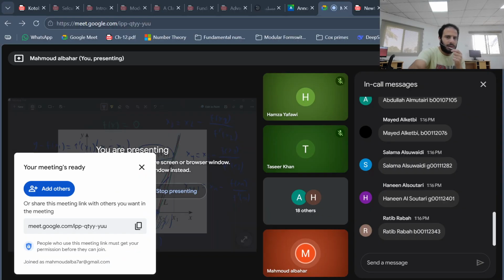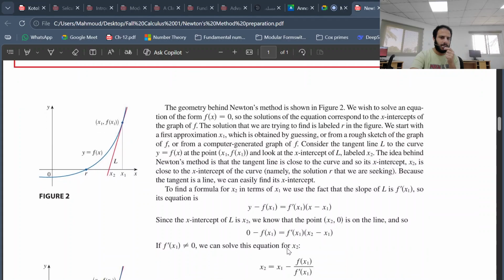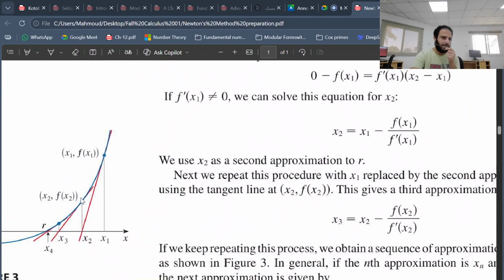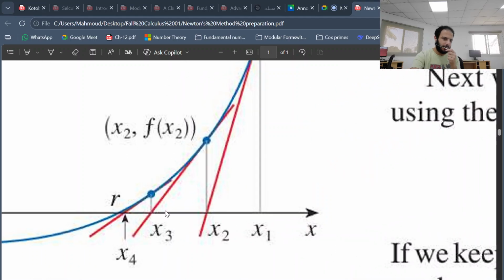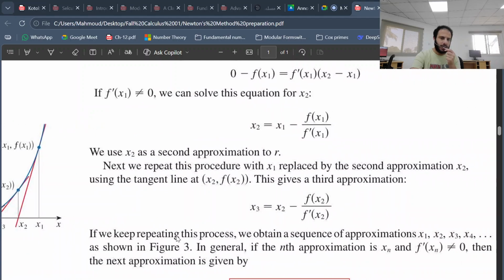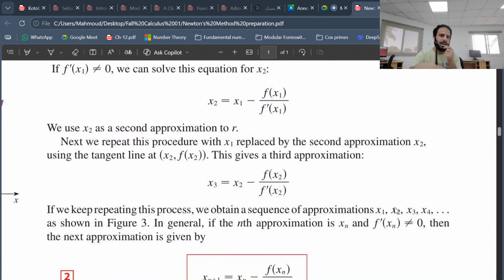Okay. Let's get back here. I will give you an example, so it will be clear after a little bit. See here the graph: when you draw more than one tangent, you keep getting closer to the root R, right? See here, x1, then x2, then x3, then x4. So if we keep repeating this process, we obtain a sequence of approximations x1, x2, x3, x4, etc., as shown in figure 3.